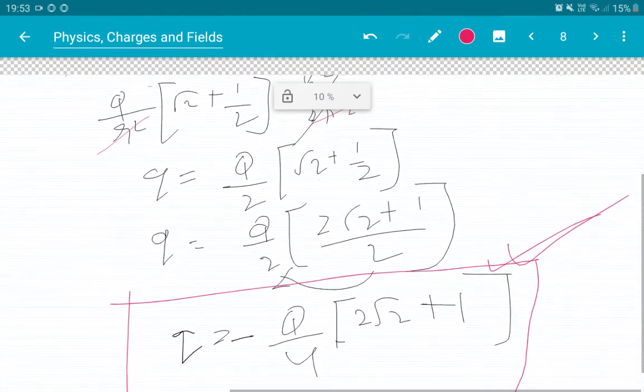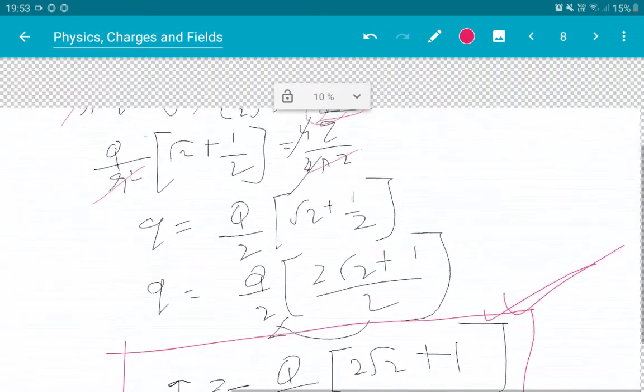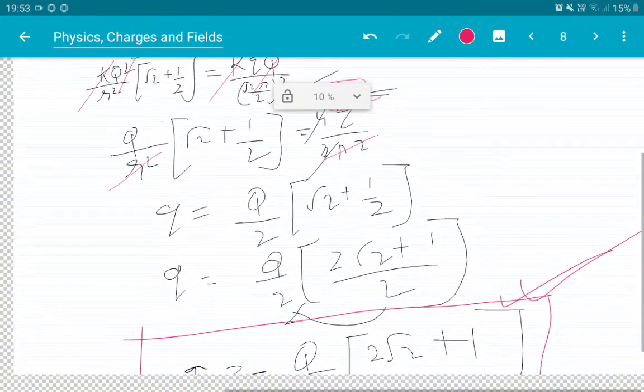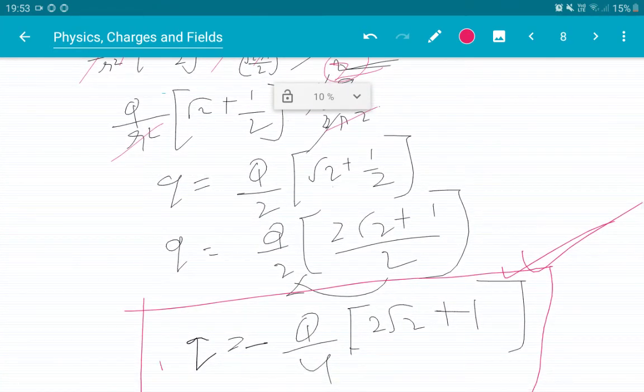I'm sorry for my bad handwriting because I have no sophisticated tools to do it. So I just could calculate it, that's it.